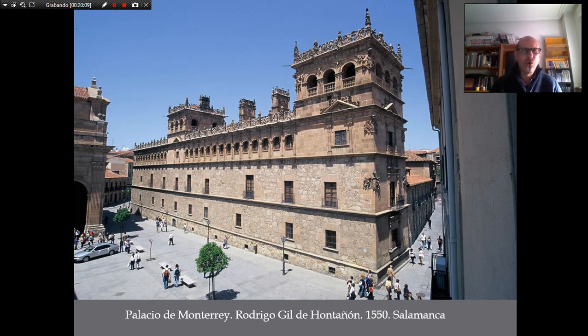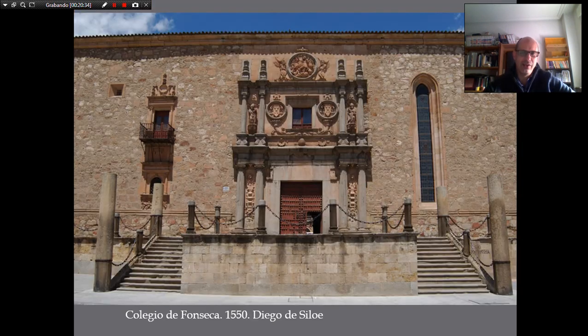Remember, we saw the archaeological museum in Sevilla is so similar to this one, to the Palacio de Monterrey in Salamanca. Why? Because the architect Aníbal González is copying this work in this city. But there are other buildings in Salamanca and in other places that copy this structure for a palace. This is a palace right now.